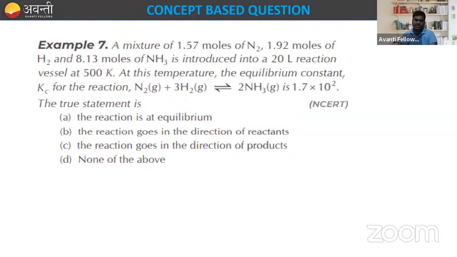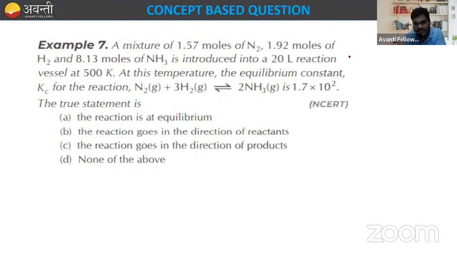So for this question, Kc is already given, right? So let me solve this. For this reaction, Kc is already given. Kc is nothing but 1.7 × 10^2. This is already given.